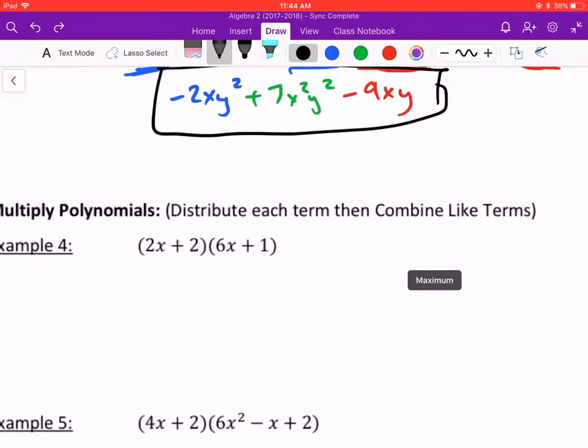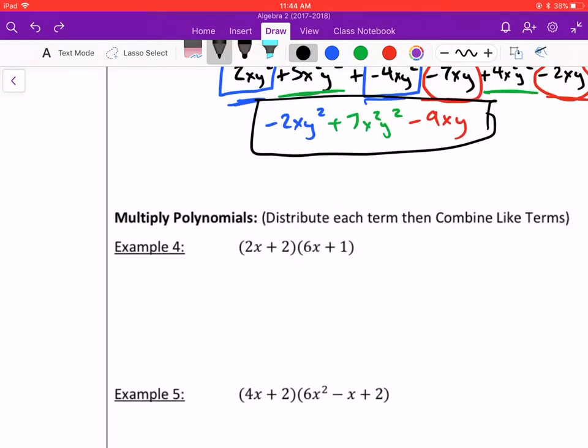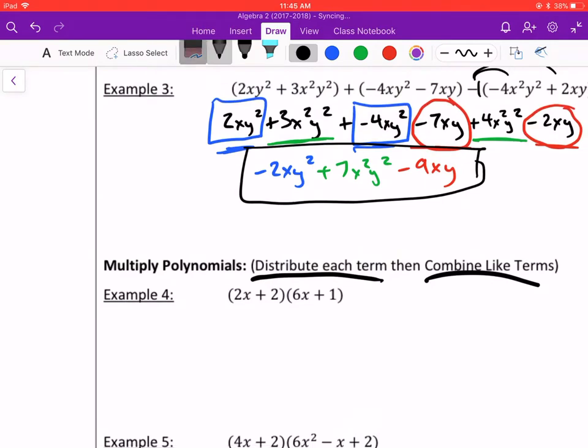All right, I got a couple of polynomials here. I want to multiply, right? Multiplying, you're gonna distribute each term and then combine. So it's kind of like above. You want to distribute each term first. And what I mean by that is, let me clear some space. You're going to multiply the first term, the 2x, to each of the second polynomial. So 2x times 6x, 12x squared, 2x times 1, 2x. Right? That's the first part.